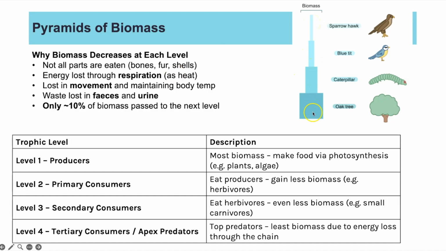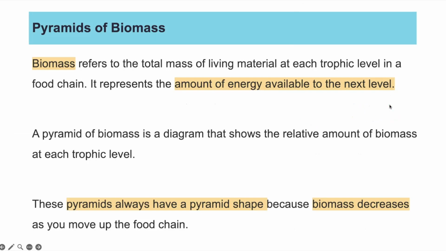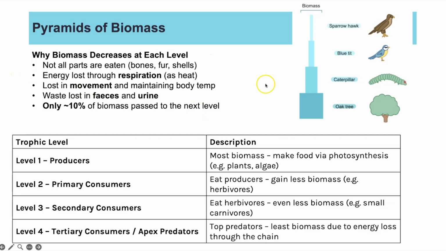And what we mean here is not just how big that organism is. As we said, biomass is the living material at each trophic level. So it's the amount of energy available. So biomass does decrease as you go further up a food chain. And that's because energy is wasted at every stage in the food chain. And in fact, only about 10% of the biomass is passed on each stage. 90% is wasted.